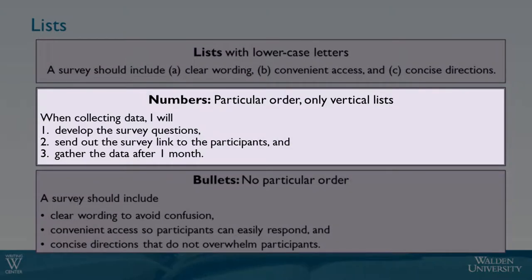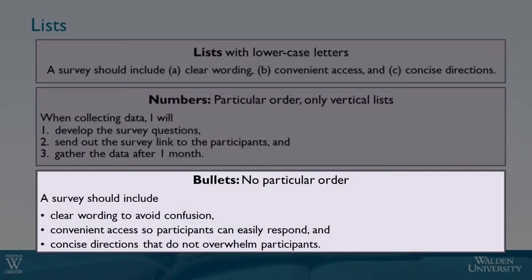The second option for using lists is to provide a numbered list that's separated from your paragraph. Numbered lists should only be used in this format, so we can't add numbers as part of our sentence. Additionally, we should only use numbered lists when the list has a particular order, like steps in a process. If you have a list that you'd like to separate from your paragraph, but that doesn't have a particular order, you can then use a bulleted list.